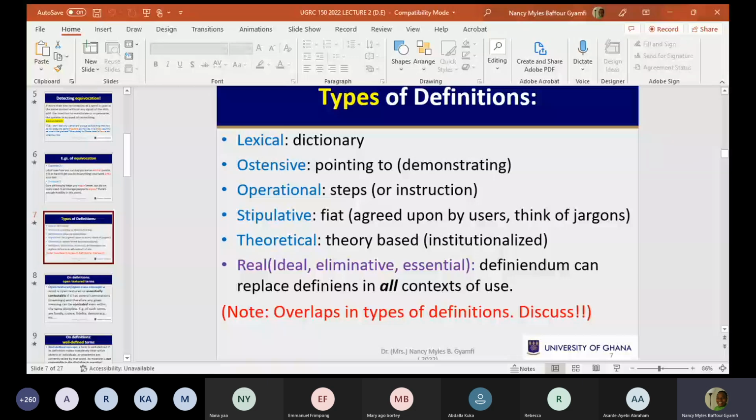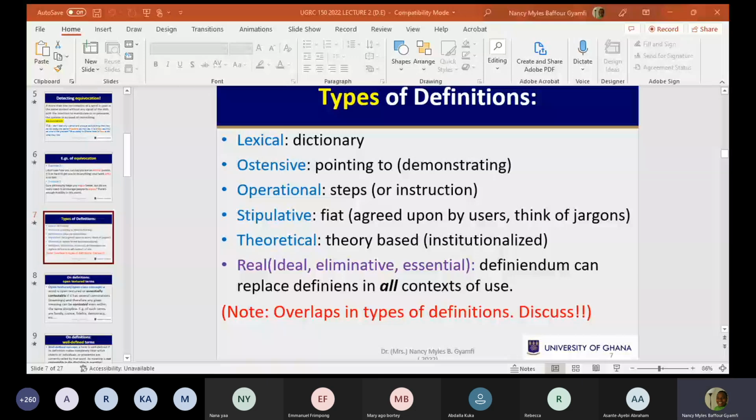Now, on our screen, types of definitions. Lexical definition, ostensive, operational, stipulative, and theoretical definitions. These are all big words. When we don't understand a word, the first place we'll be directed to will be to look it up where? In a dictionary. That's a lexicon. So if I don't know the meaning of a word, remember we are doing definitions, I can be asked to go to what? The dictionary to look it up. So I'll do what? Lexical definition. That's a type of definition.